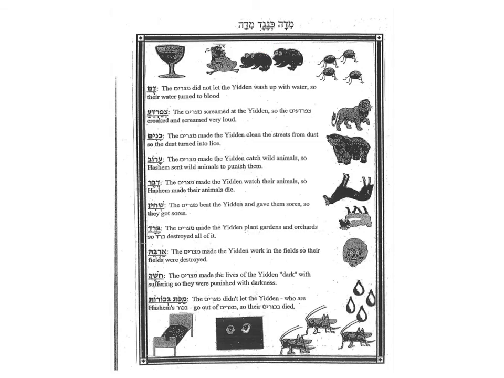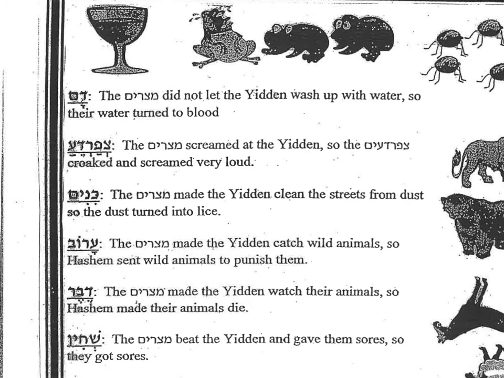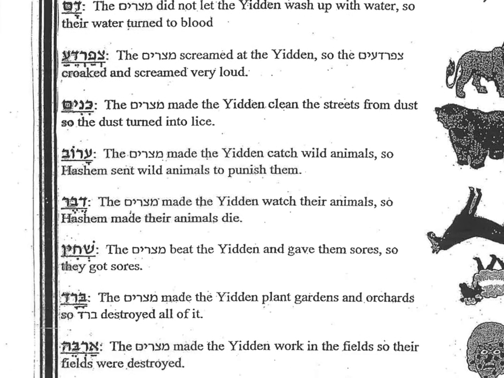So how did Hashem punish the Egyptians? Why did Hashem give them these specific 10 makot? So here's a nice explanation. You could share this at your Seder if you want. So blood. The Mitzrim did not let the Yidden, those are the Jews, wash up with water. So their water turned to blood. Okay, that was one explanation. So they lost their water.